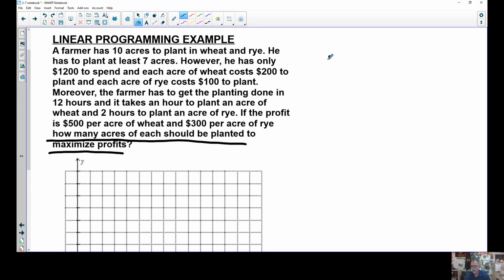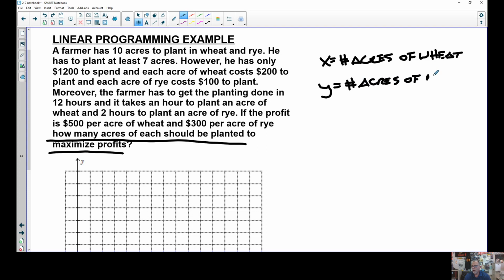So I'm going to start out by writing my variables. Again, very important that you write this as a quantity. So it's number of acres. I'll say X is number of acres of wheat, and you can use other variables. If you want to make it a little more descriptive, you can use W and R. I just always end up going back to X and Y just because it works nicely on a graph. And then Y would be number of acres of rye. So these are our two variables.